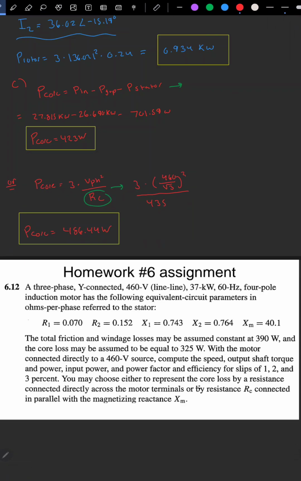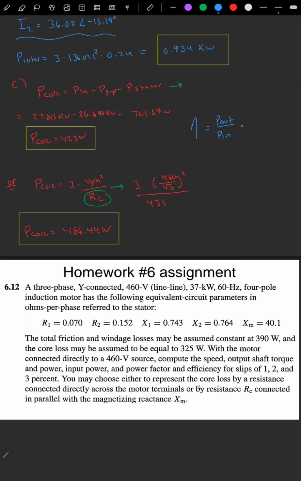And efficiency is very simple. We've done it before. Efficiency is just going to equal P out over P in times 100. So our efficiency is going to equal 25.486 divided by 27.815 times 100. So the efficiency is going to equal 91.63%.